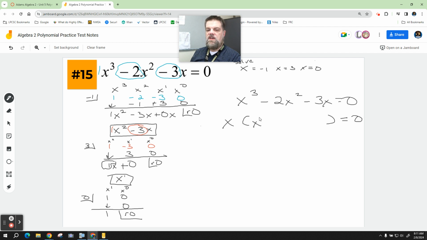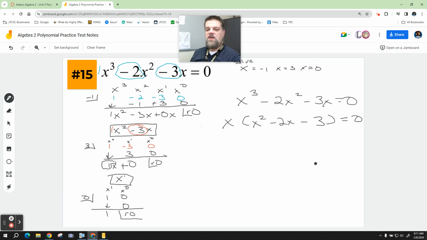x squared. And this is how you double check too. You go, okay, what's this times this? Oh, it's this. Okay. Now, what do I multiply x by to get negative 2x squared? Yep, negative 2x. Again, to double check, I always mentally go, okay, this times this, does it equal this? Yep. Last one, what do I multiply x by to get negative 3x? Negative 3. Yep, negative 3, right?